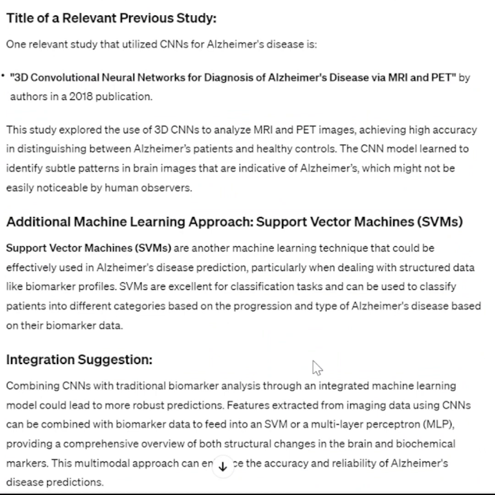Title of a relevant previous study. One relevant study that utilized CNNs for Alzheimer's disease is "3D convolutional neural networks for diagnosis of Alzheimer's disease via MRI and PET" by authors in a 2018 publication. This study explored the use of 3D CNNs to analyze MRI and PET images, achieving high accuracy in distinguishing between Alzheimer's patients and healthy controls. The CNN model learned to identify subtle patterns in brain images that are indicative of Alzheimer's, which might not be easily noticeable by human observers.